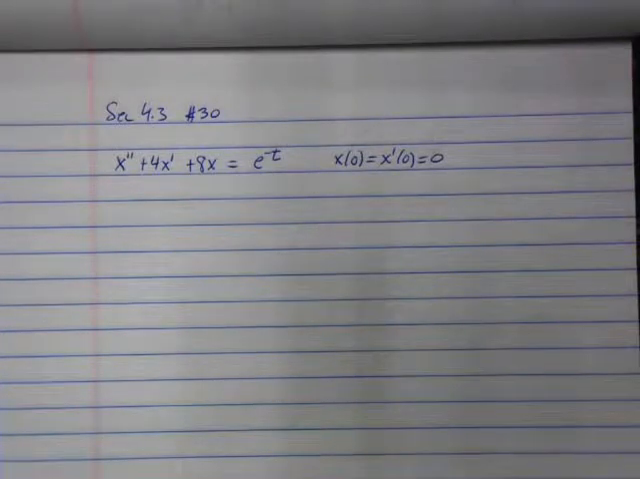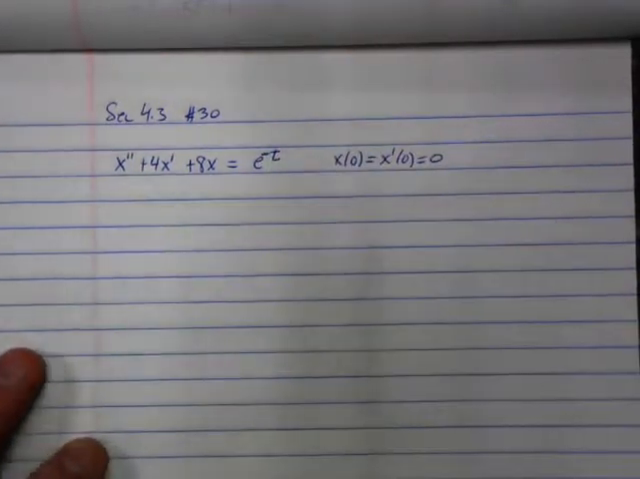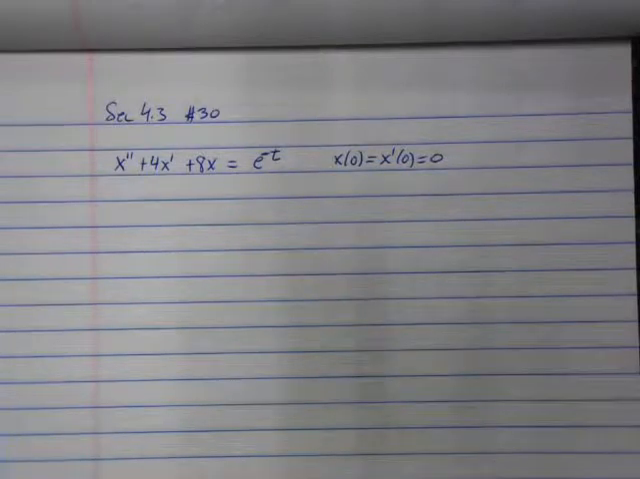Okay, so this is problem 30 out of section 4.1, or 4.3, I mean. We have x double prime plus 4x prime plus 8x equals e to the negative t. There's a minus sign in there. My minus and my bar kind of went together. That really is a negative t.